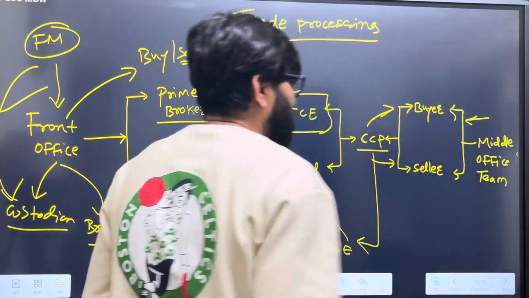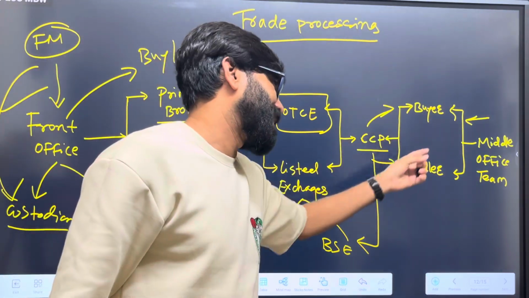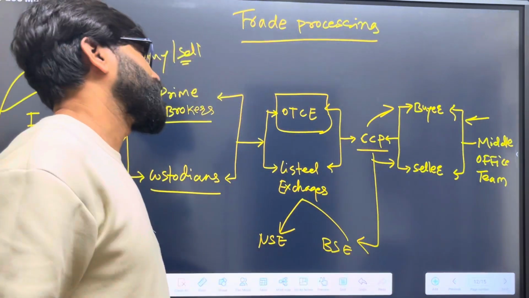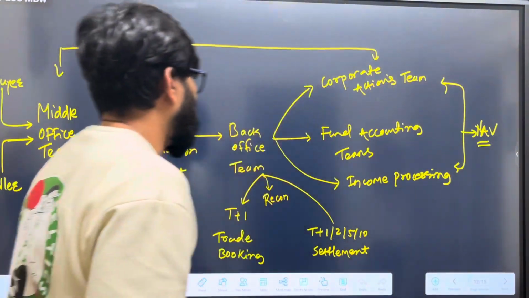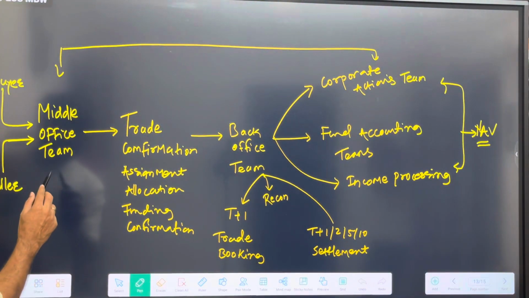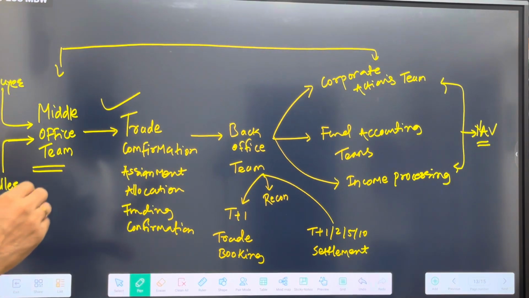So here you can see the middle office team come into the picture, from the buyer side and seller side. The middle office team initiates the communication. They initiate the communication for a trade confirmation. How do they get the trade confirmation?